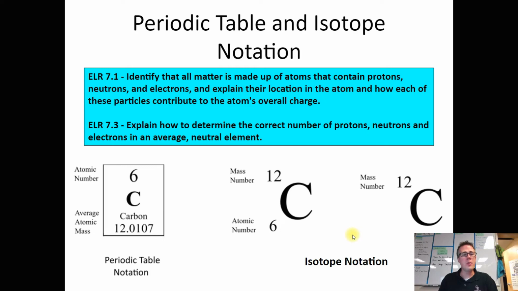Hello 8th graders, in this video we are going to go over a couple of different ways to write down elements. They are called periodic table notation and isotope notation. They cover ELRs 7.1 and 7.3.